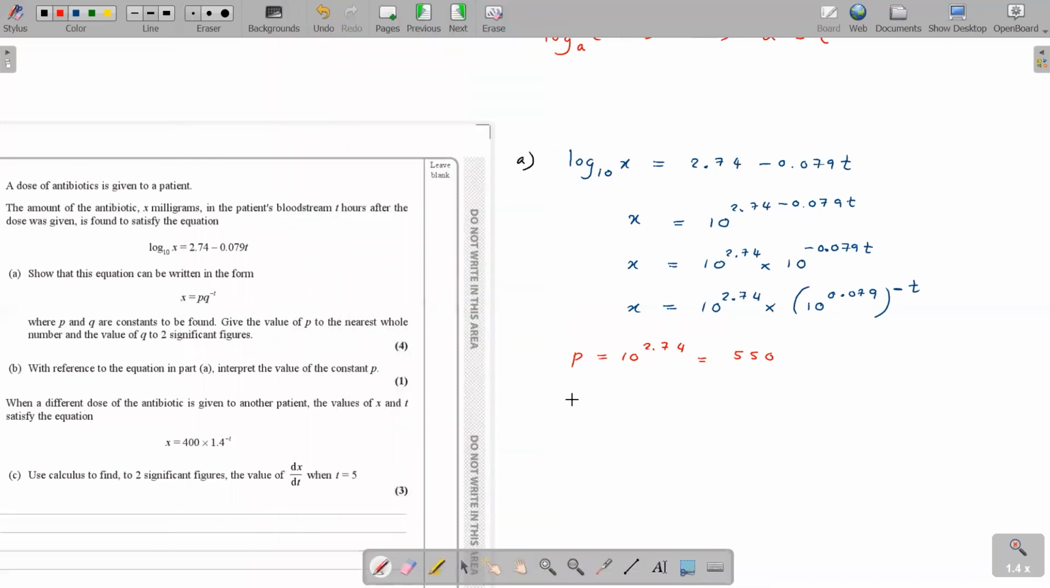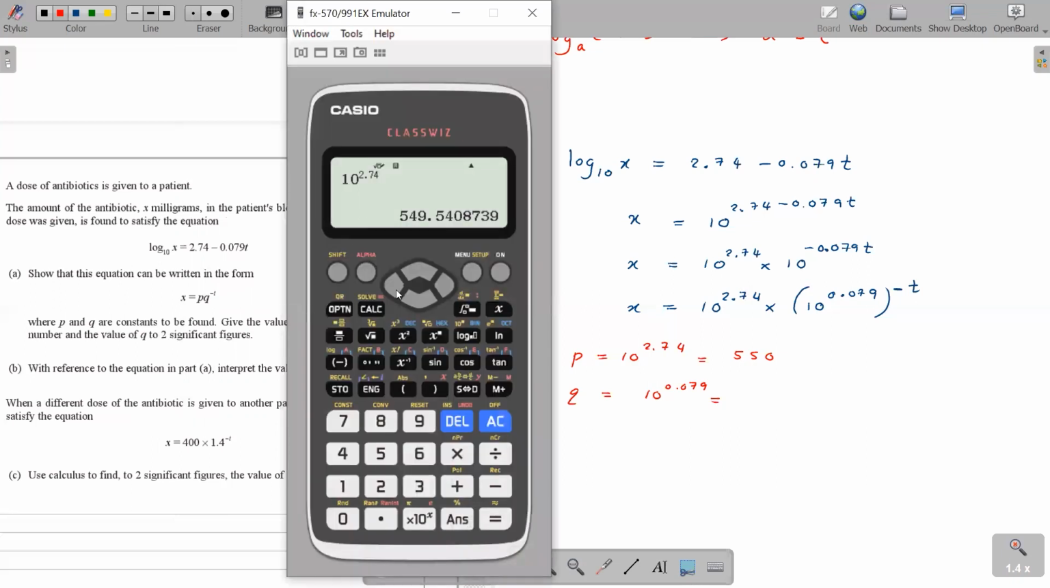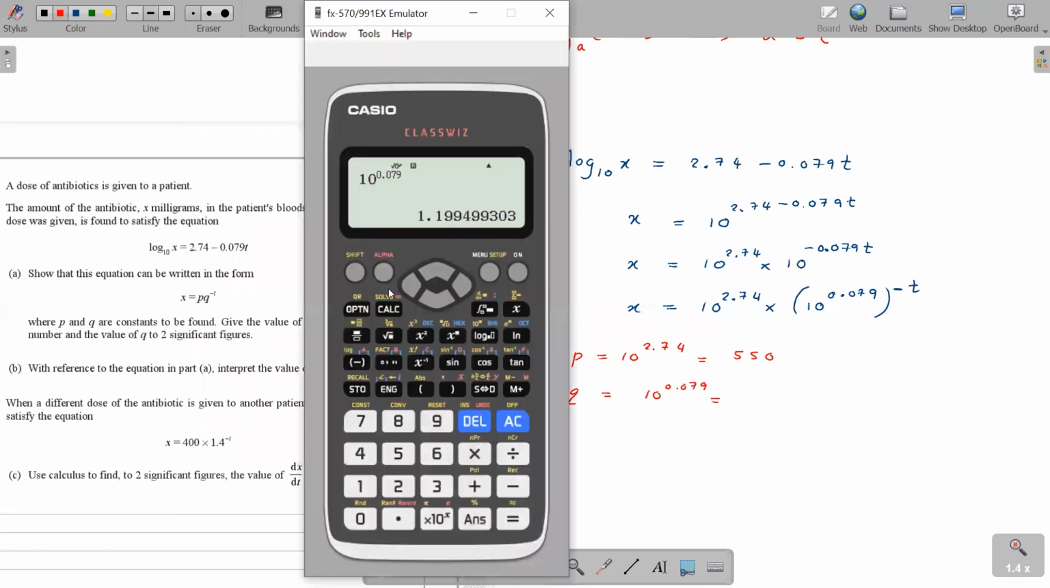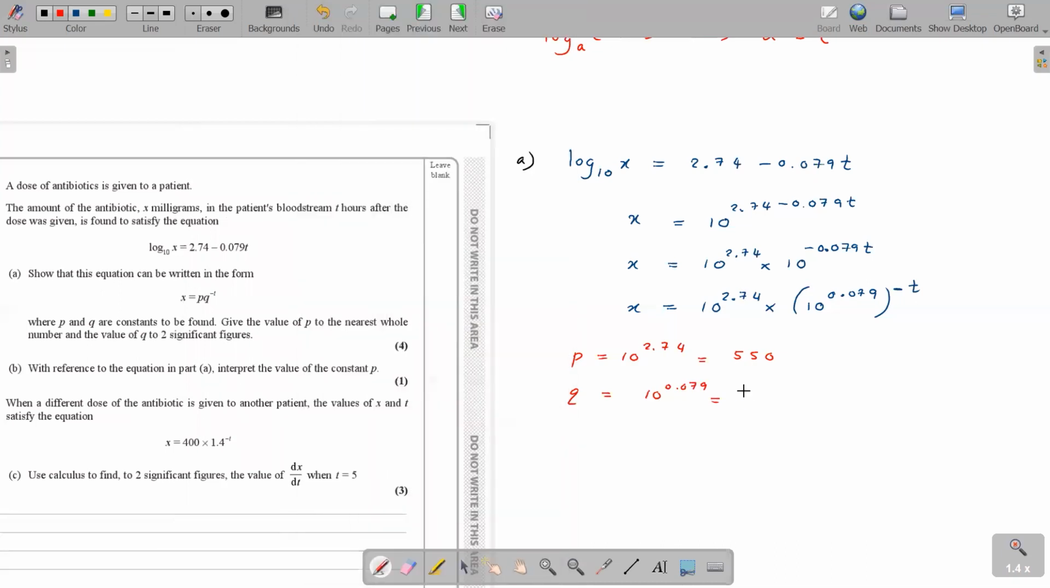Q value, they want it to two significant figures. So q equals 10 to the power 0.079. Get that as well. What do we get? 1.199. They want it to how many? Two significant figures. So to two significant figures, it will be 1.2. Just 1.2. So the q figure is 1.2. Okay, is this clear?